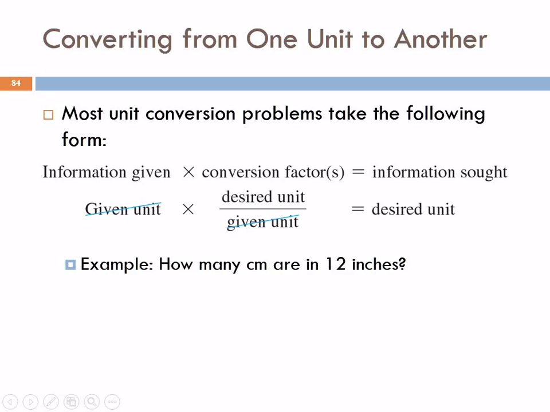Most unit conversions take the following form. You have information that's given, and there's information that they're asking you to find, and then you're going to apply one or more conversion factors in between. So it's the given unit times a factor where you have the desired unit on top and the given unit on the bottom. The given units cancel out, leaving you with the desired unit.